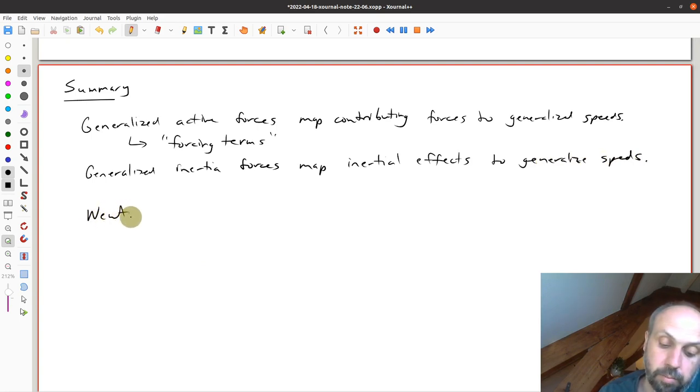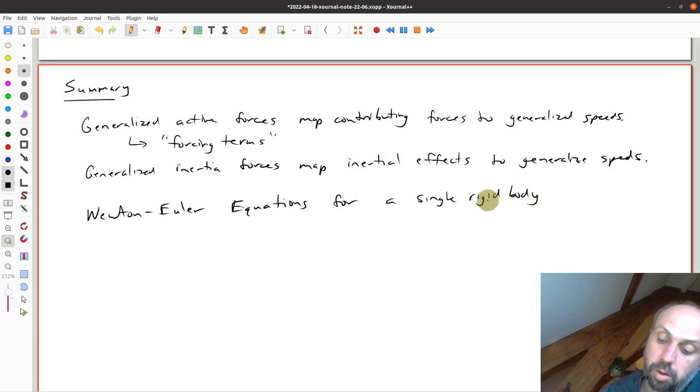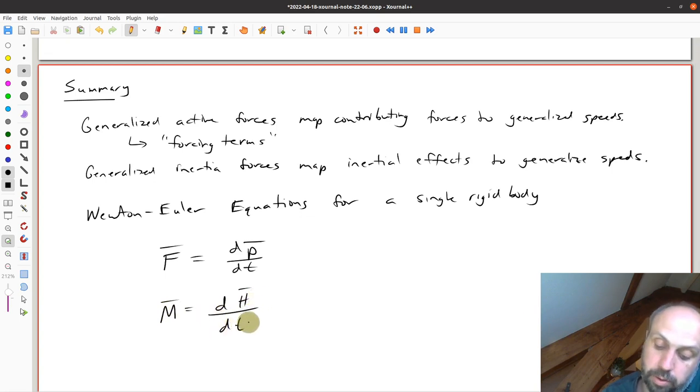If you write the Newton-Euler equations, which you should have seen in a prior dynamics course, for a single rigid body, they look like this, right? The sum of all the forces acting on that body equals the time derivative of the linear momentum, and the sum of all the moments acting on the body about some point equals the time derivative of the angular momentum about that point. Okay, so this is Newton's second law and Euler's second law.